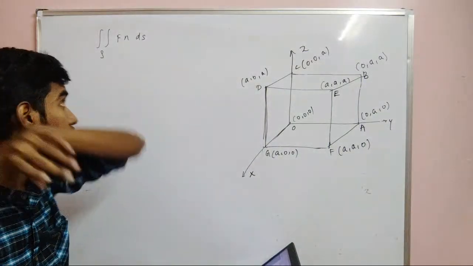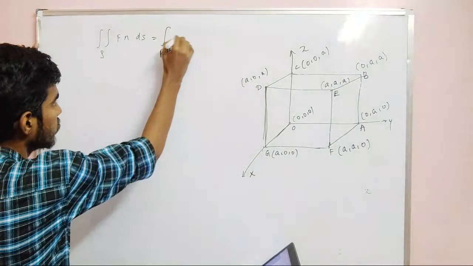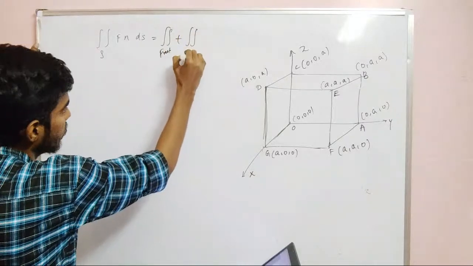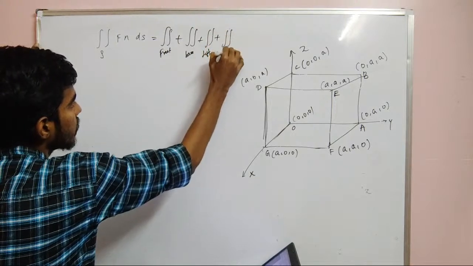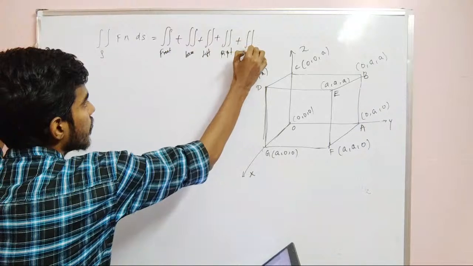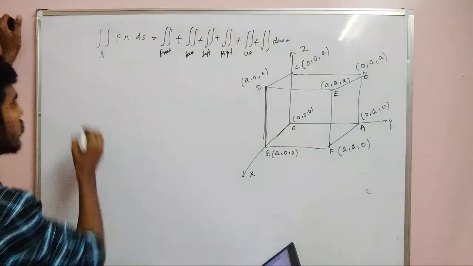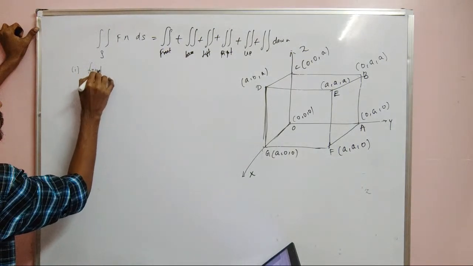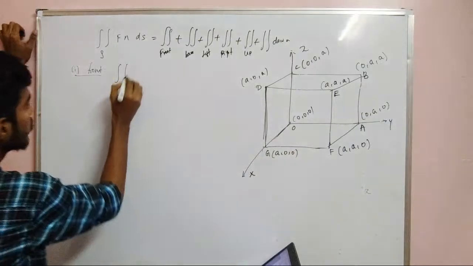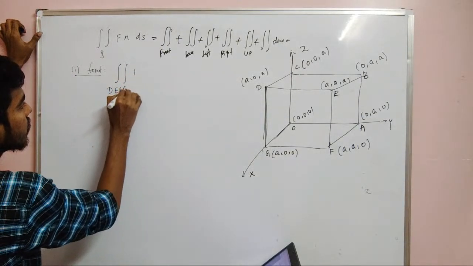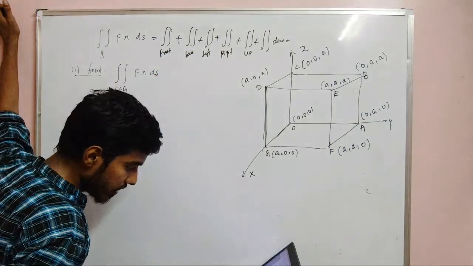Now we need to split this into front, back, left, right, up and down: the double integral over front, plus the double integral over back, plus left, plus the double integral over right, and the double integral over up, and the double integral over down. So good, we need to find 6 integrals now. First we will find front. What is front? It is the double integral over our surface S, which is D, E, F, G, of F dot N dS, right?